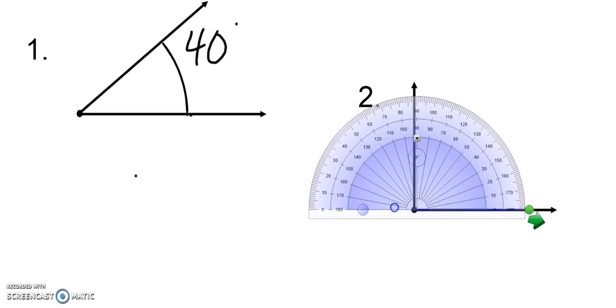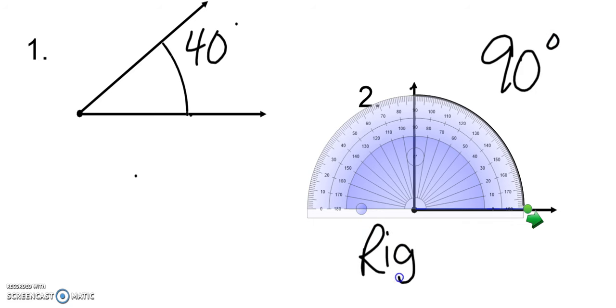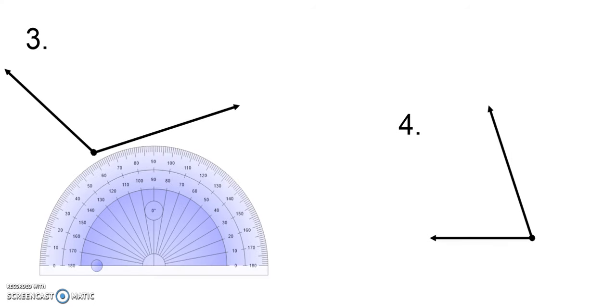Okay, next one. Over here, again, we're going to have to line everything up. Our cross section is right at our vertex, and then we line up our 0 degrees with one of our rays. And then we look for where our second ray intersects, which if we go up here, matches right at about 90 degrees. So this would be a 90-degree angle. So remember, what's the name for a 90-degree angle? It's a right angle. That's an angle symbol.